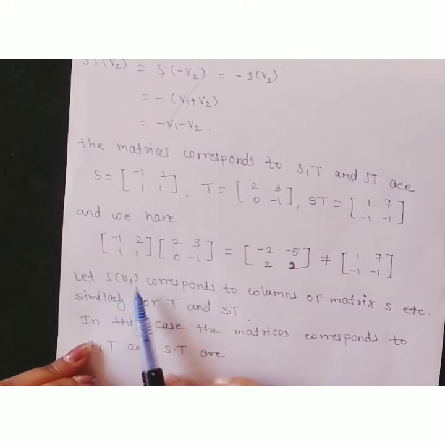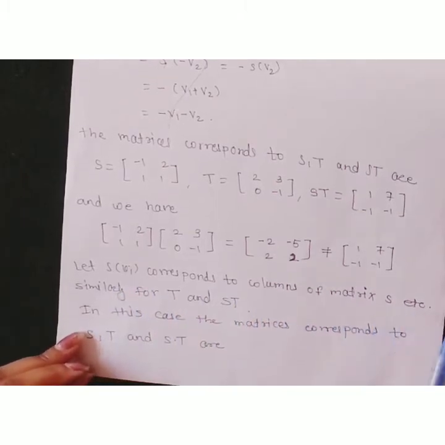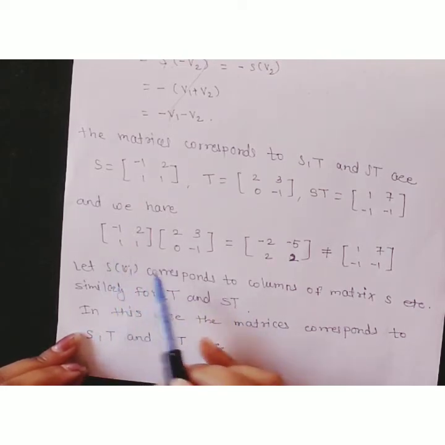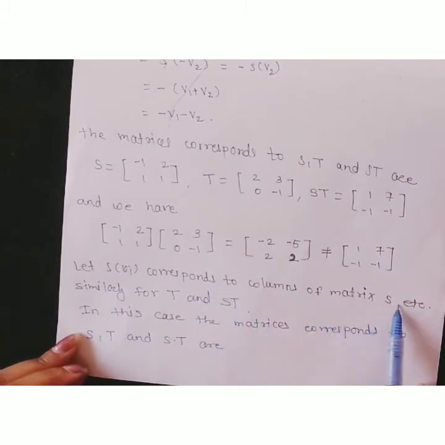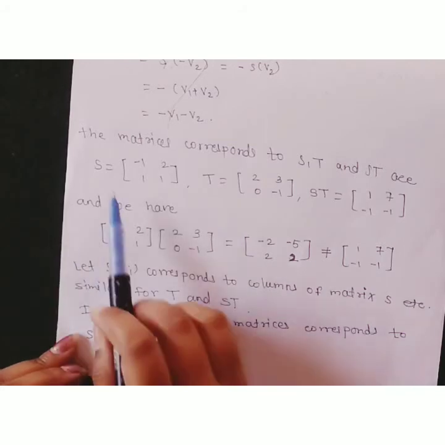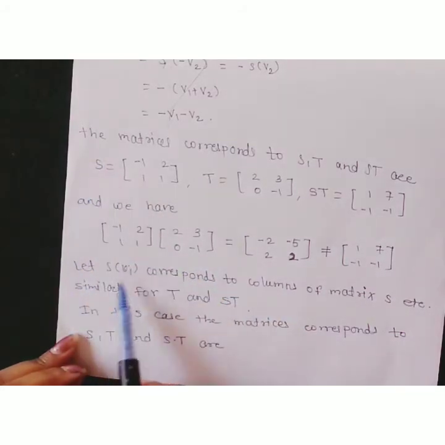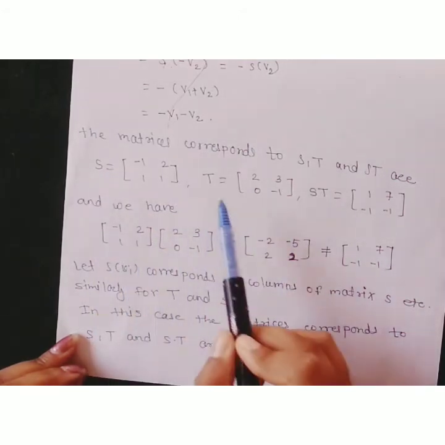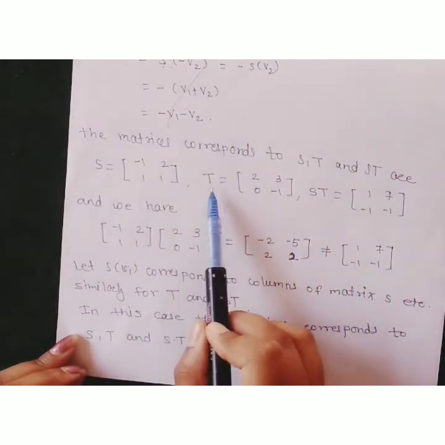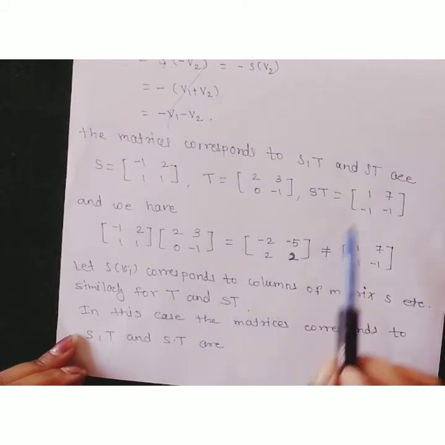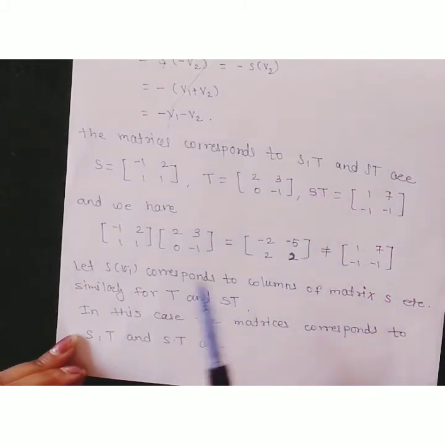Now let SVi correspond to the columns of matrix S, and similarly for T and ST. Suppose SVi corresponds to the columns of matrix S, which means we take the transpose of the matrix S. Similarly, T of Vi corresponds to the transpose of the matrix T, and STVi corresponds to the transpose of the matrix ST. So which are the matrices corresponding to these when we consider the transposes of these three matrices?